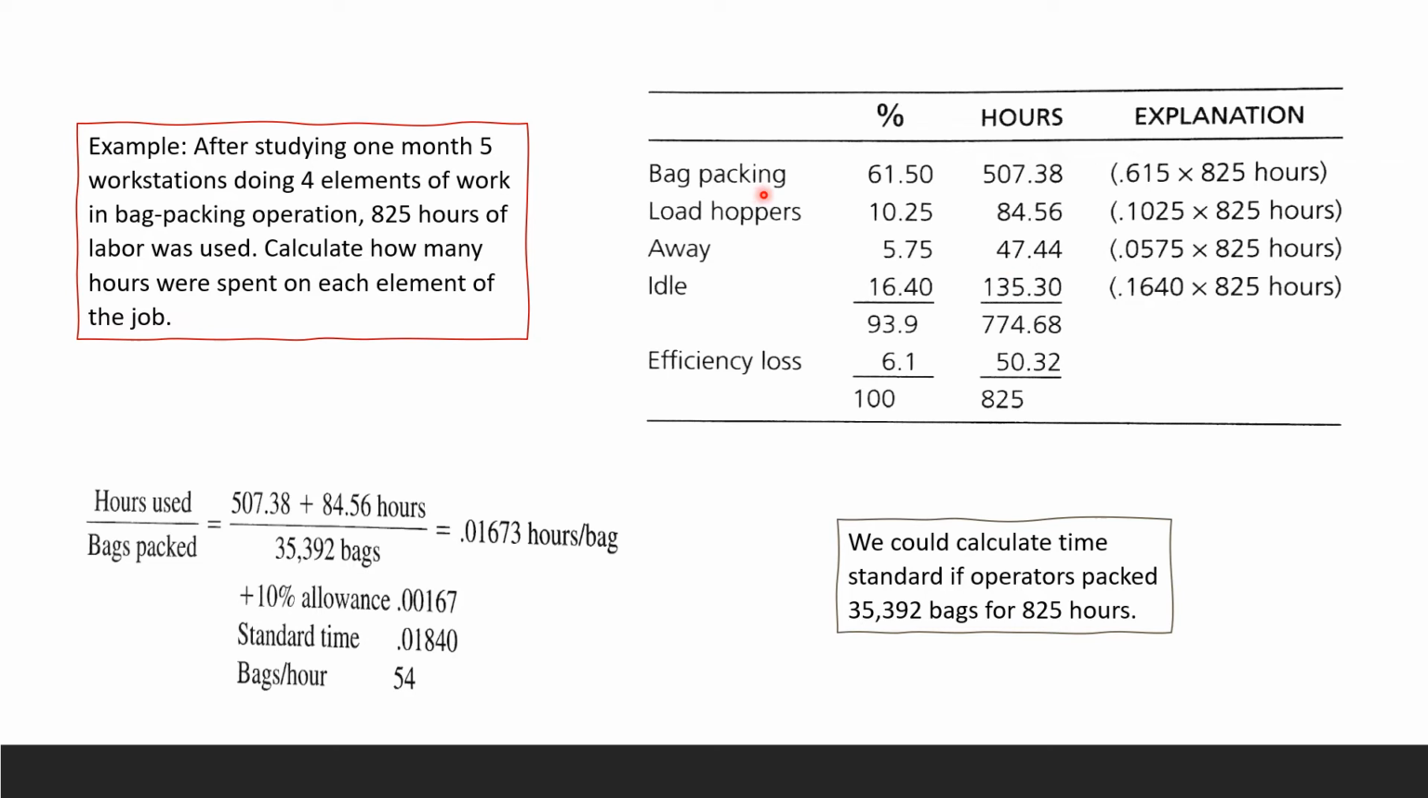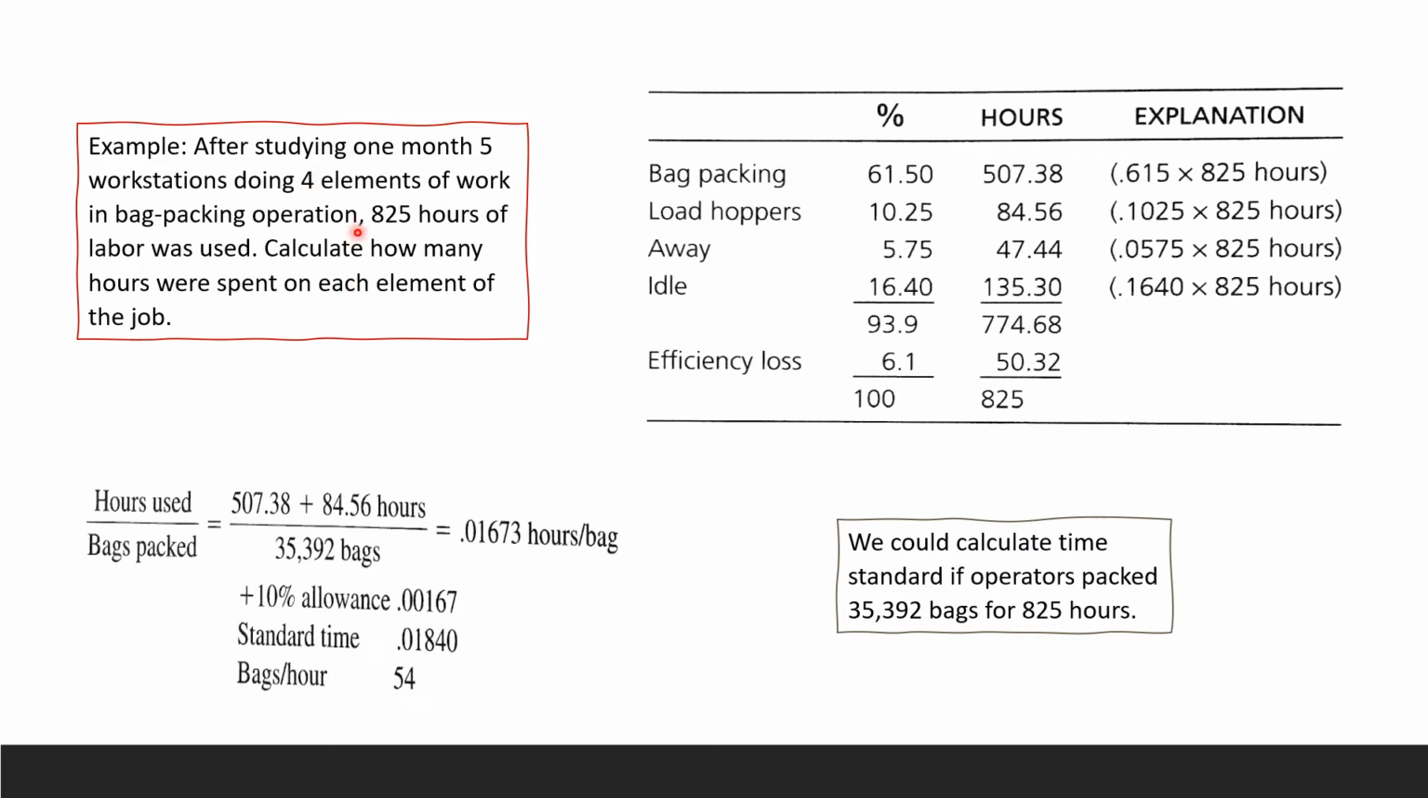For each work element, we multiply this percent translated into decimal. So 61.50% is 0.6150 times 825 operation hours for that work element, so you will get this many hours. We do the same thing: translate this to decimal, 0.1025 times 825 hours, because this is given to you in the question.